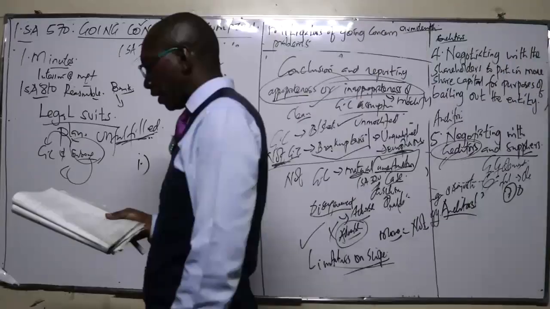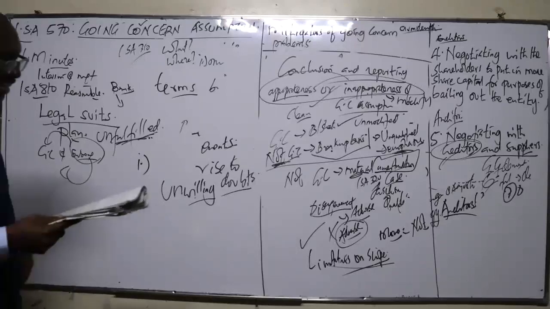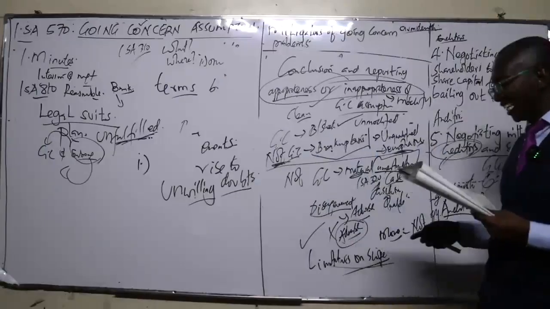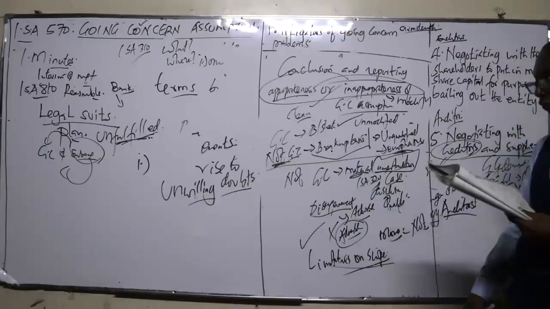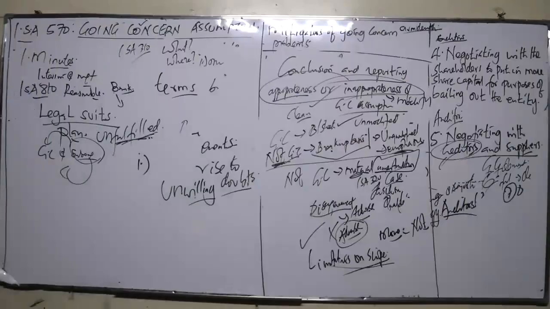the auditor should consider the need to modify the report as a result of limitation on the scope of the auditor's work.